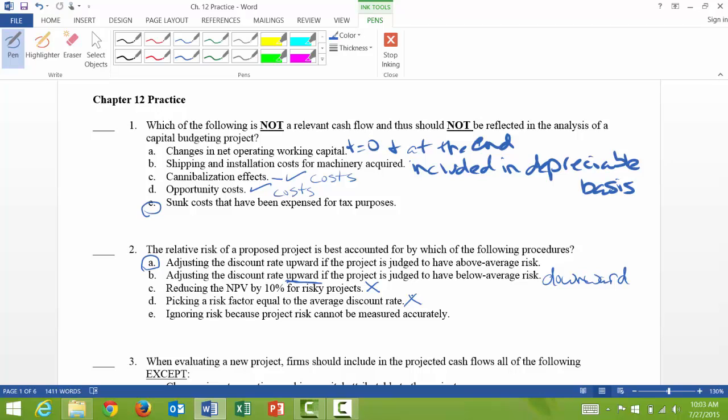And then E, ignoring risk because project risk cannot be measured accurately. And that's not correct, because even if we can't totally measure something accurately, we can compensate for extra risk by increasing the discount rate, or for lower risk by decreasing the discount rate.